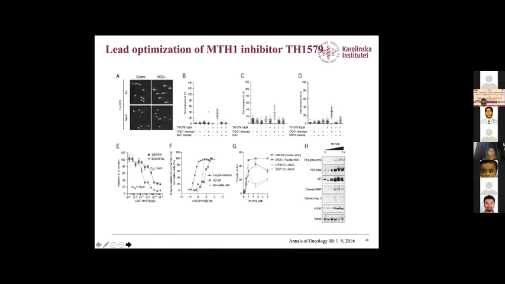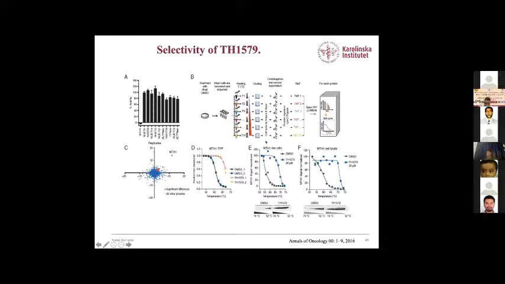And then, because when you're moving to the clinic, this is the big risk. Big risk of what? We don't know if these drugs can also target the relatives. So they checked the activity. 1579 has activity against MTH1, but it doesn't inhibit other related enzymes. So that means these inhibitors that we have made are also on target.